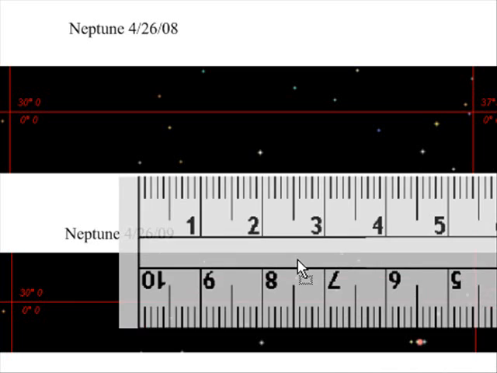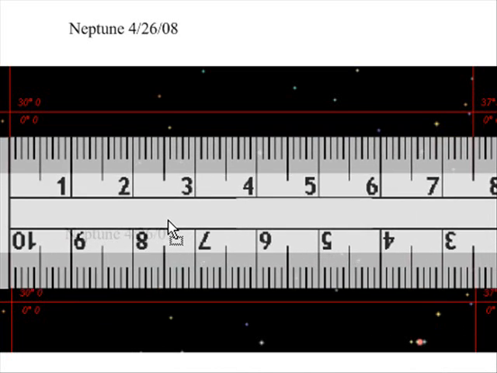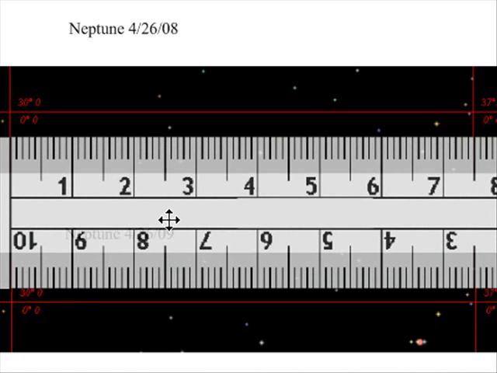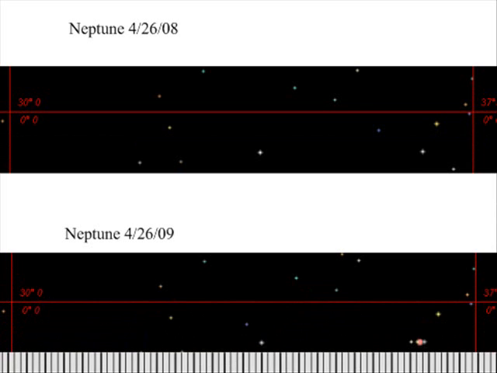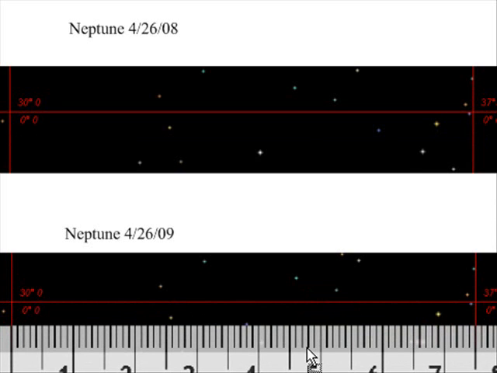and then I'm going to measure the two snapshots. So I adjusted the ruler here in a graphing software so that it would fit the coordinates here. So Neptune, April 26, 2008, looks like 36 degrees, and then exactly a year later it looks like 33.8 degrees.